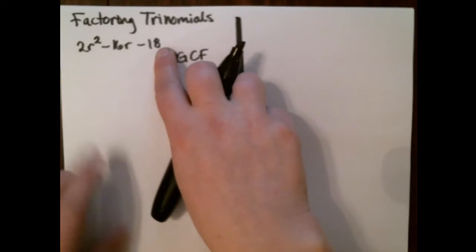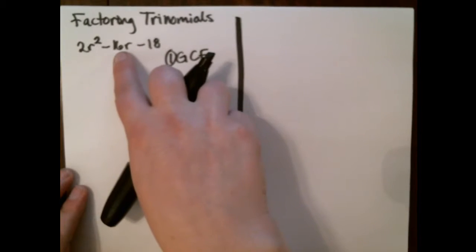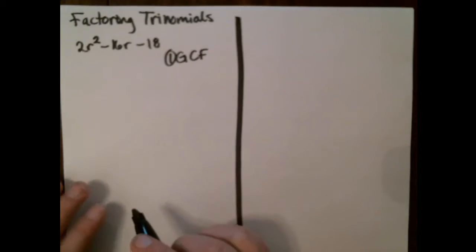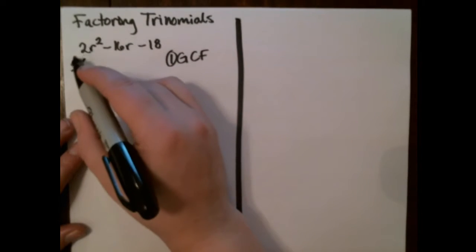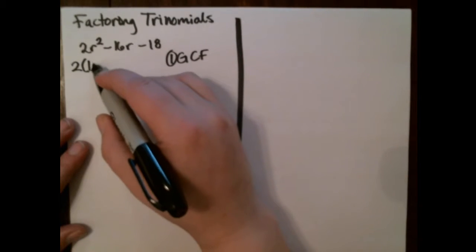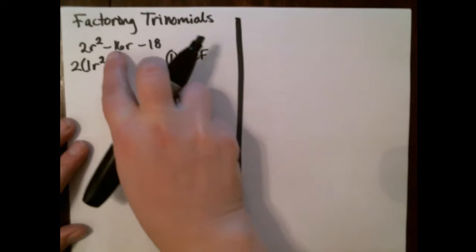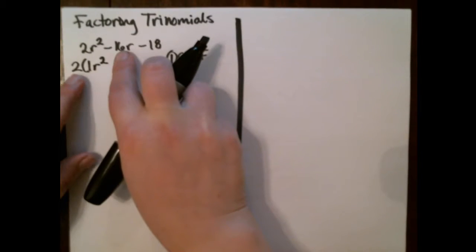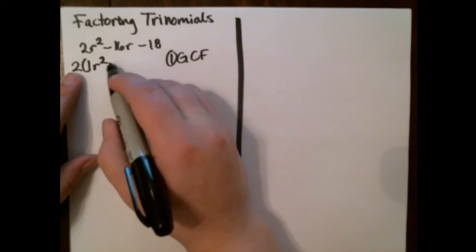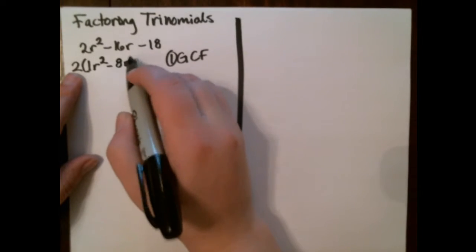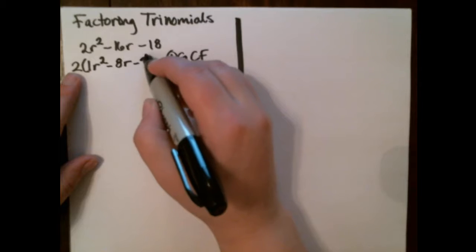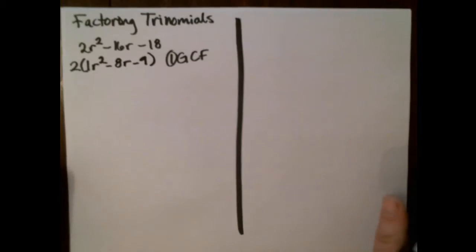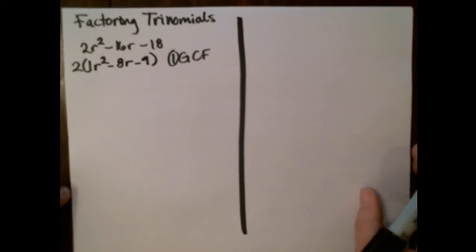But also notice that the 2, the 16, and the 18 are all even, which means I can take a 2 out. 2 divided by 2 is 1. The r squared stays. Negative 16 divided by 2 would be negative 8. Negative 18 divided by 2 would be negative 9. And I've done my first step.